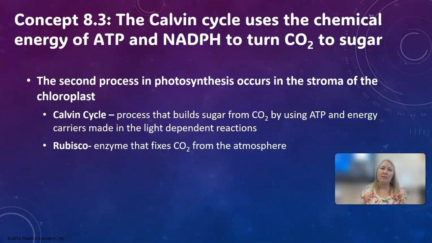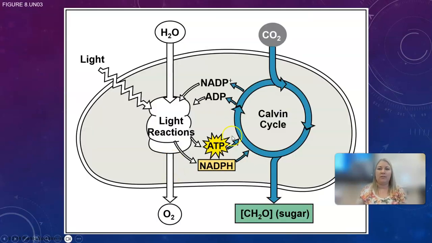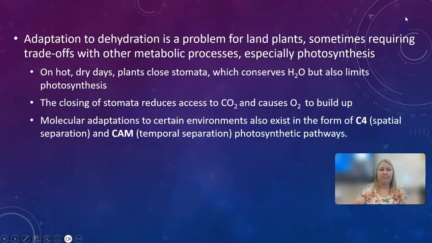Rubisco is a very important molecule, and it's found throughout the plant kingdom. And it probably is the reason that plants are able to do photosynthesis so effectively, even though our carbon dioxide levels are only 1 or 2 or 3% of our atmosphere. Rubisco is so good about grabbing it out of the atmosphere that it can still do photosynthesis. So here's the big picture of the dark reactions. CO2 comes in, it goes through this Calvin cycle, uses the energy of ATP and NADPH to make sugars.